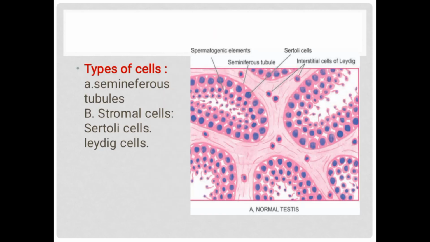this is the picture of the histology of the normal testis. This is a picture of the normal testis. Look at the shape of the normal seminiferous tubules of the testis. The outer layer of it is cells, and the inside cells are the spermatogenetic elements which produce the sperm. Around the seminiferous tubules, the stroma, which includes the interstitial cells of Leydig. Okay. Types of cells: seminiferous tubules, and stromal cells containing Sertoli cells and Leydig cells.